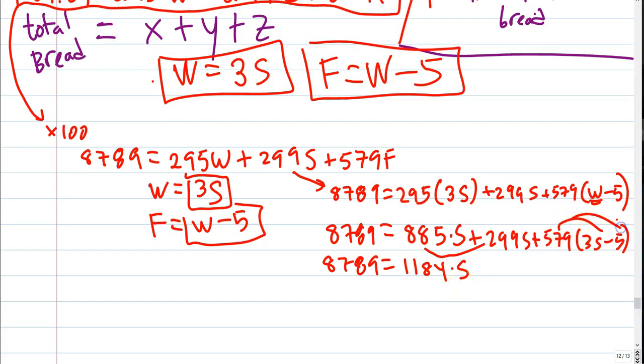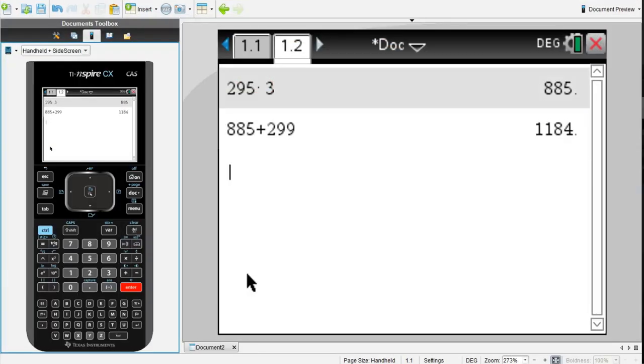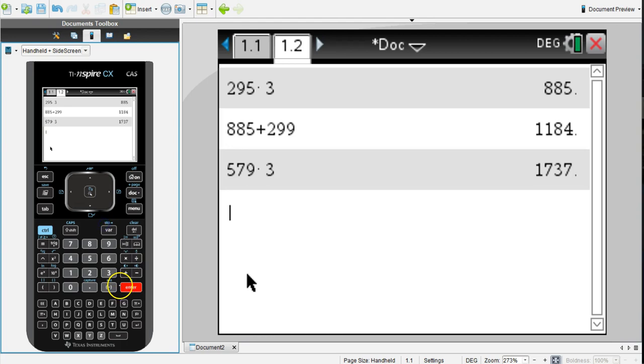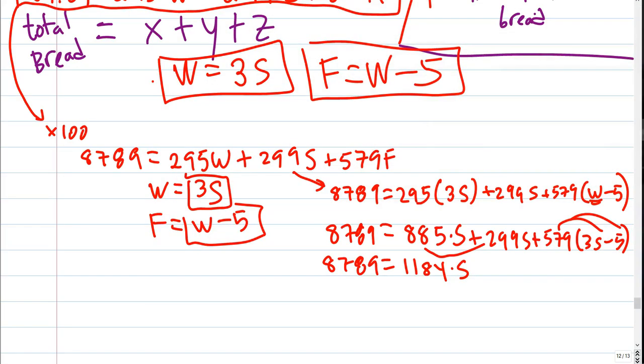This is going to distribute. 579 times 3, what would that be? 17 something. So 579 times 3 and 579 times 5. So 1737, so that would be 1737S minus 2895.